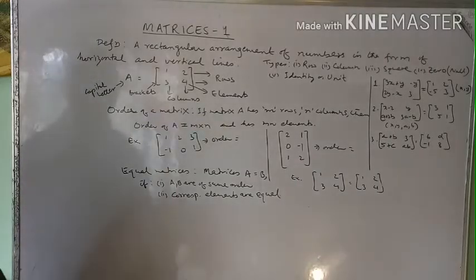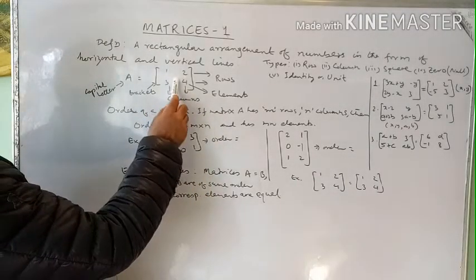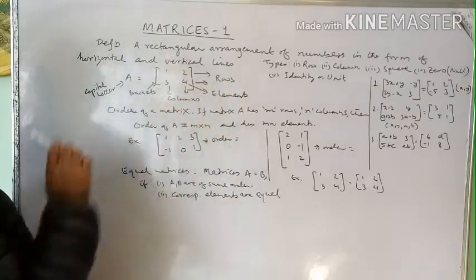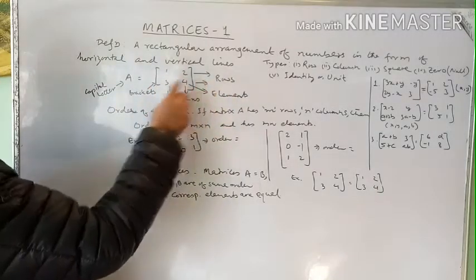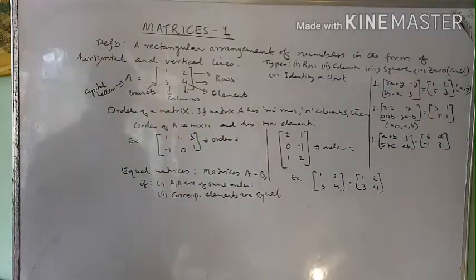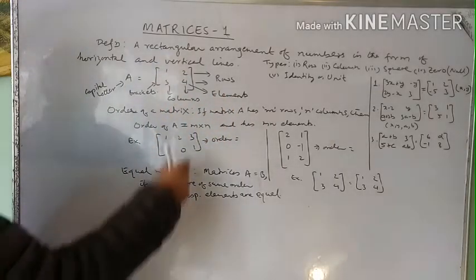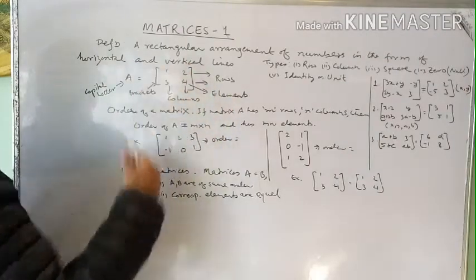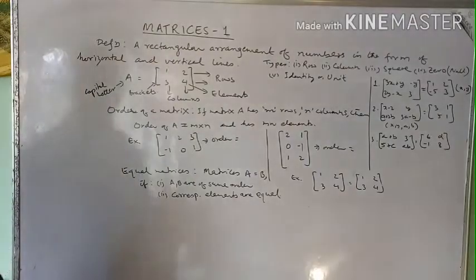So remember, a matrix is the arrangement of numbers in rows and columns. It can have any number of rows or any number of columns. These numbers, which are called elements, are written in brackets.